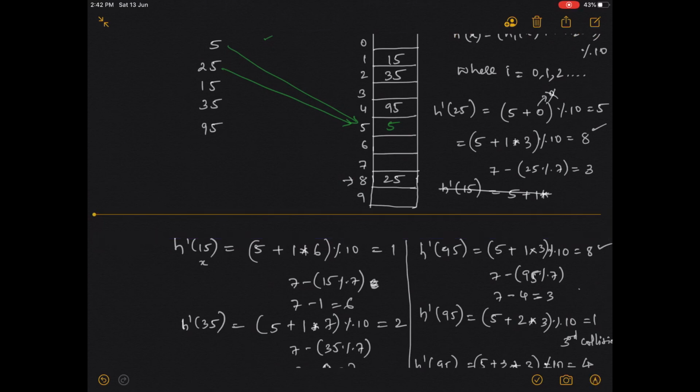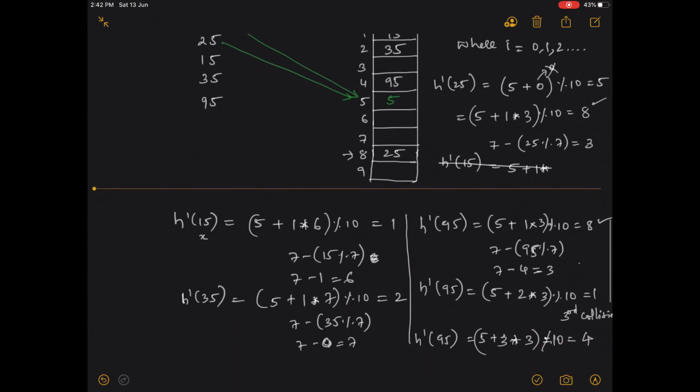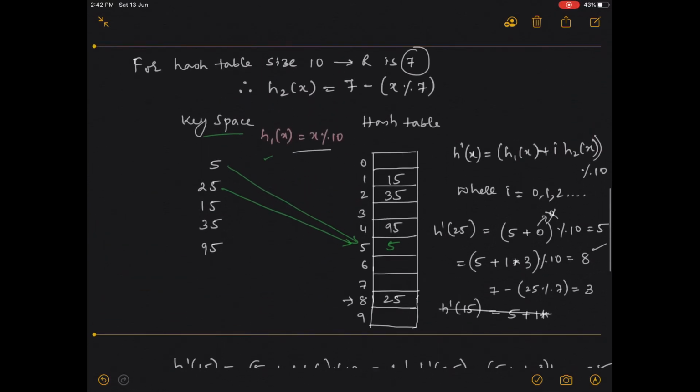So this is how double hashing works. I hope it is clear. What we have done is we have used this formula, and every time there is a collision, we have changed i from 0 and so on, 0 to n. In the next video we will see algorithms.